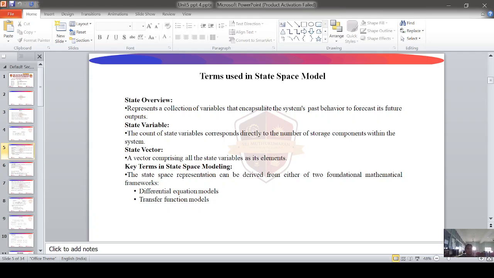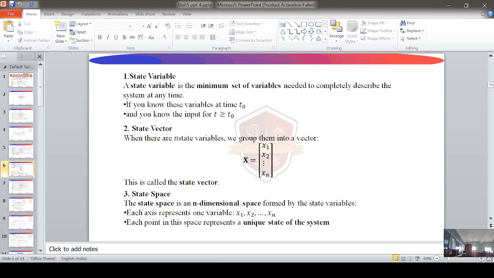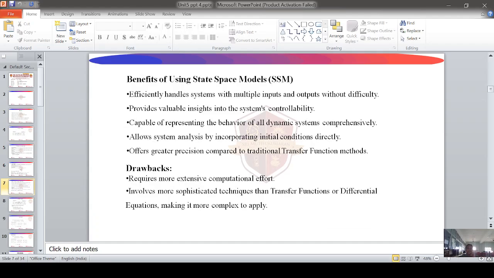So, key terms in the state space model. Here we have two foundational mathematical frameworks: one is differential equation models, another one is transfer function models. State variable: it is the minimum set of variables needed to completely describe the system at any time. State vector: when there are n state variables, we group them into a vector. And state space is an n-dimensional space formed by the state variables.